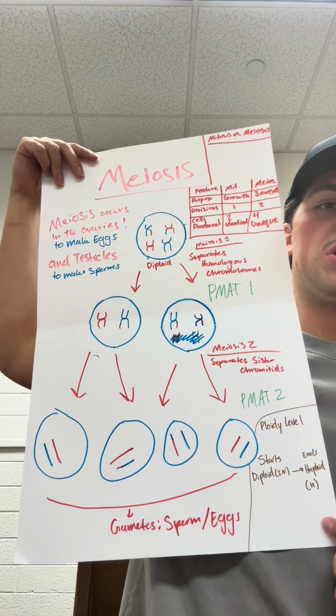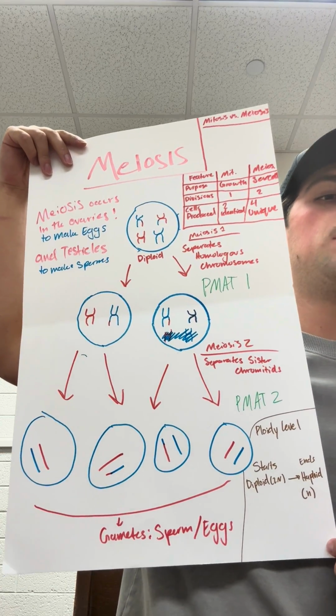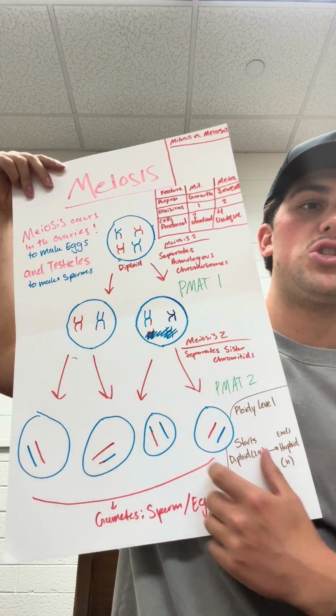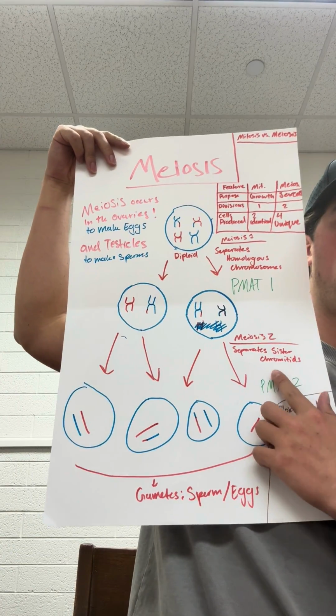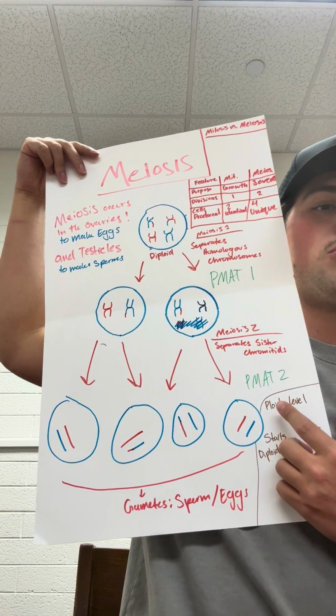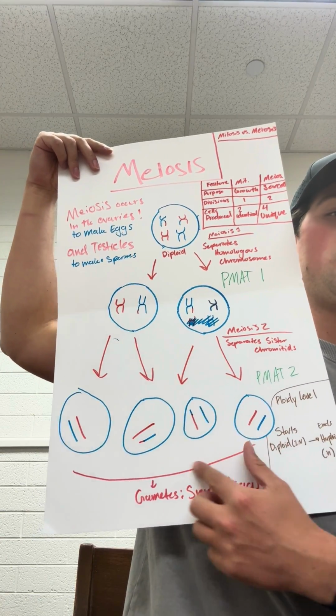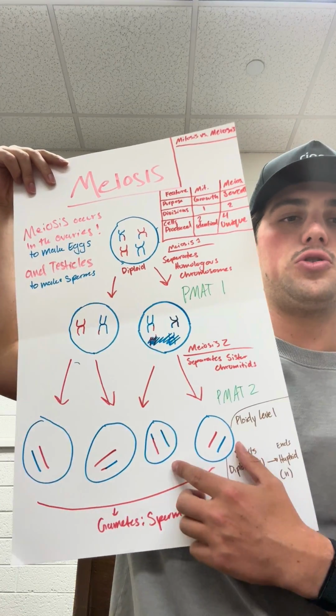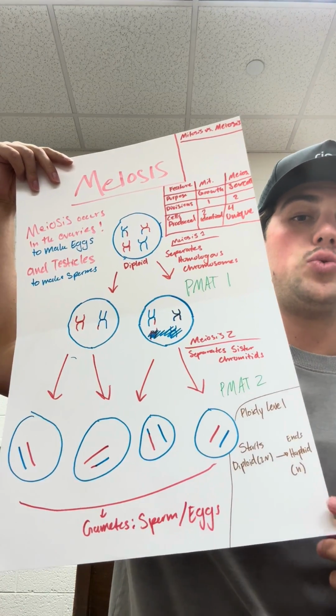So in prophase is where the second division begins. Metaphase 2, the chromosomes line up again. Then in anaphase 2, the sister chromatids separate. So that's what's different this time. So sister chromatids separate, and then 4 new cells are created, which are genetically unique from each other. So all 4 of these are genetically unique.